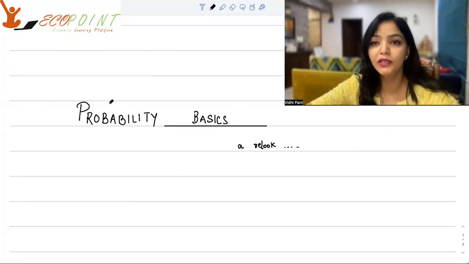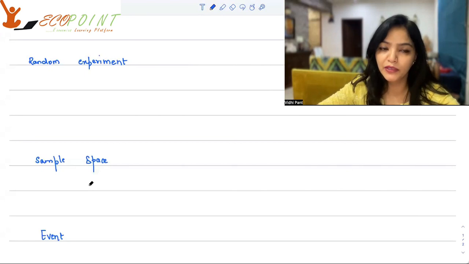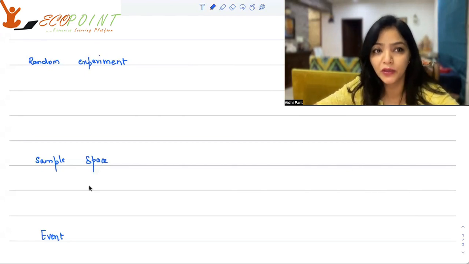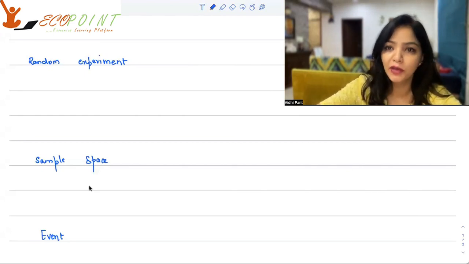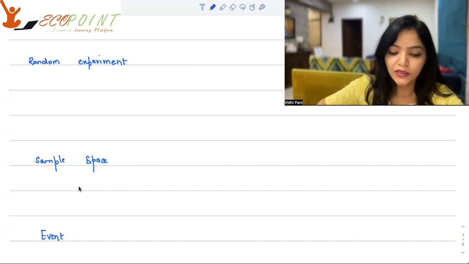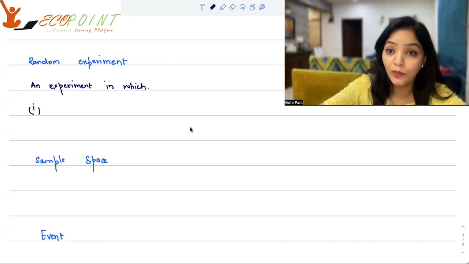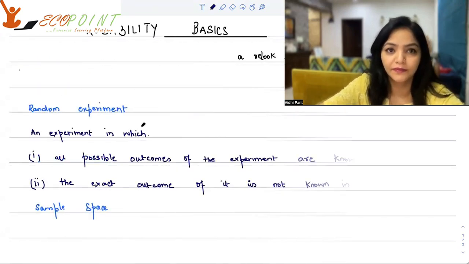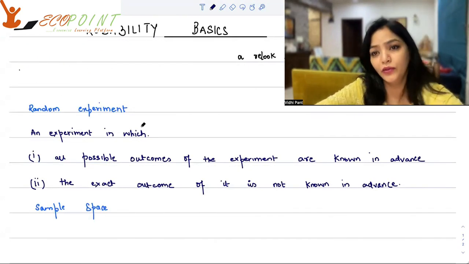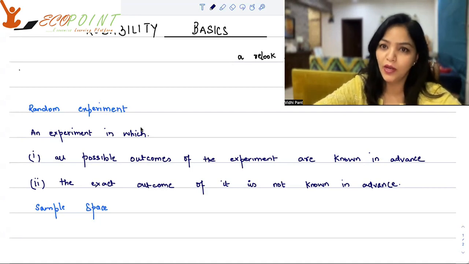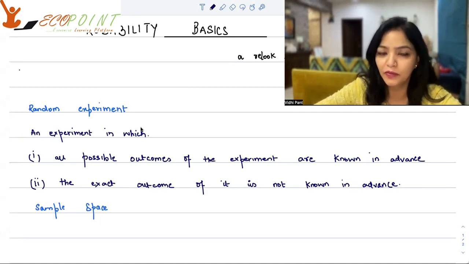Today we shall be looking into the basics of probability for a quick brush up. In order to revise basic probability, there are a few terms we have to be familiar with. First, random experiment. What is a random experiment? It is an experiment in which, number one, all possible outcomes should be known in advance. Number two, the exact outcome is not known in advance, and that is why it's a random experiment.